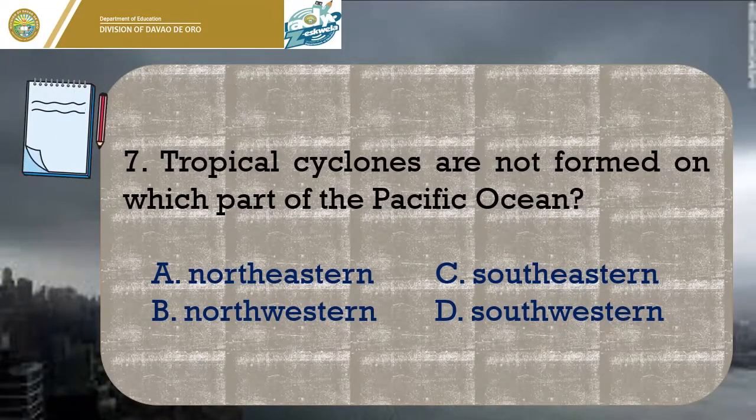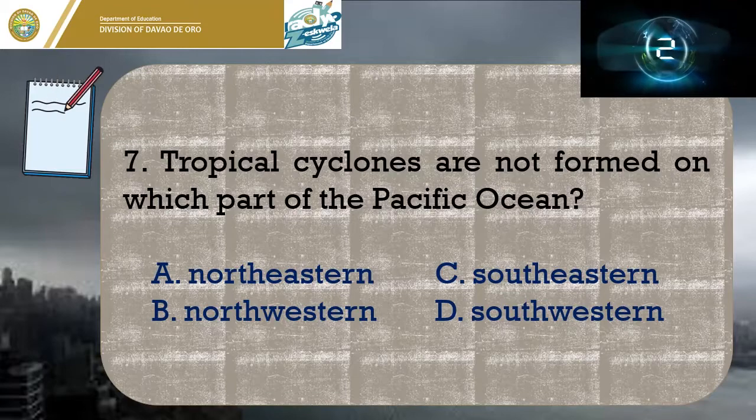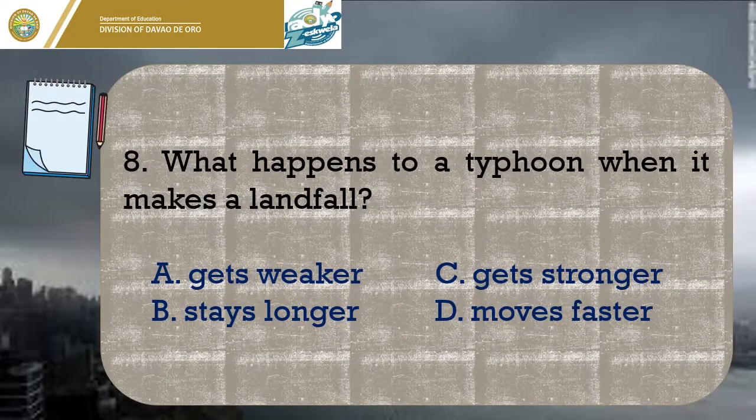Question number 7. Tropical cyclones are not formed on which part of the Pacific Ocean? A. Northeastern. B. Northwestern. C. Southeastern. D. Southwestern. Question number 8. What happens to a typhoon when it makes a landfall? A. Gets weaker. B. Stays longer. C. Gets stronger. D. Moves faster.